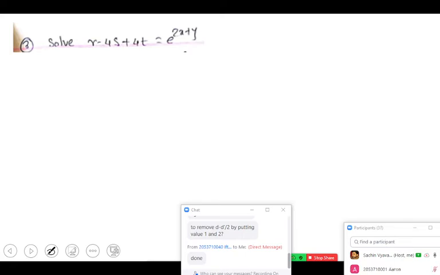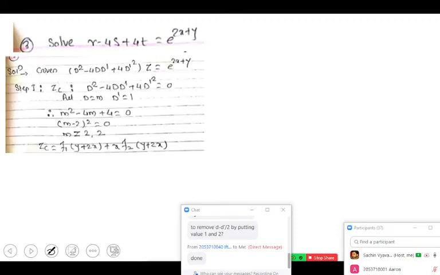Yes, now it is correct. It is 2 and 2. So the roots are 2 and 2. Again, it is a repeated factor. So 2 is repeated, and its CF is written in this way: f1 of y plus 2x plus x times f2 of y plus 2x. That x appears because the root is repeated. Any doubt in the CF? Anyone?